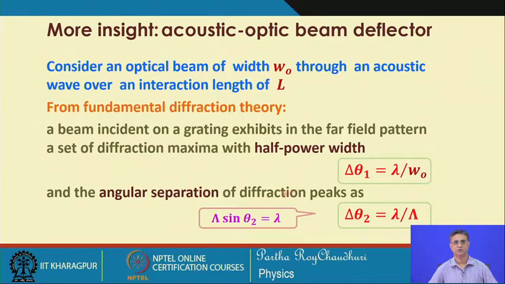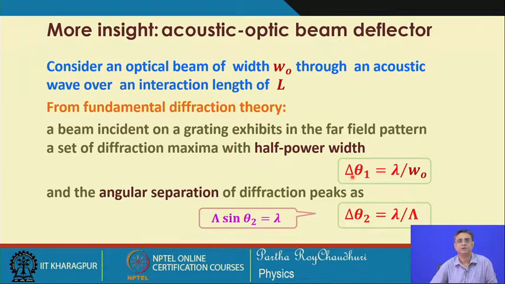So, in order to understand with more insight this beam deflection by an acoustic modulator, let us consider an optical beam of width W 0, which is passing through an acoustic wave, and the interaction length of the optical beam with the acoustic wave is the width of the acoustic wave, that is L. From the fundamental diffraction theory, there are two relations which are useful to understand this. One is the diffraction by a grating, which has come from d sin theta equal to n lambda.